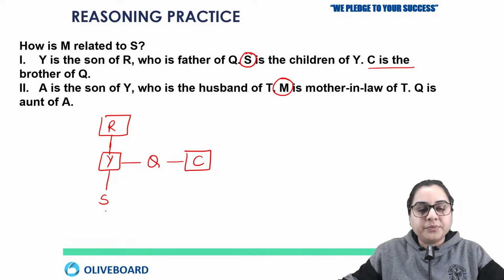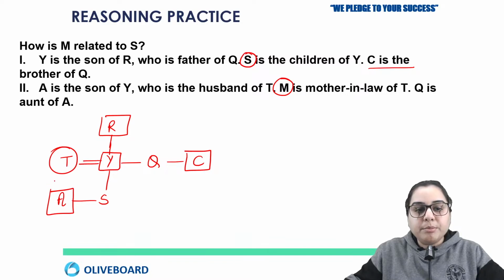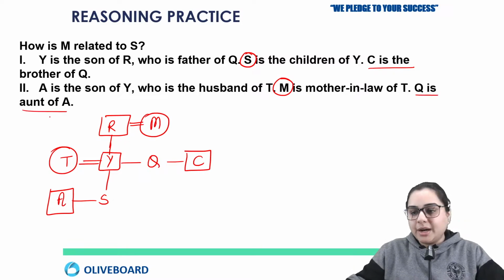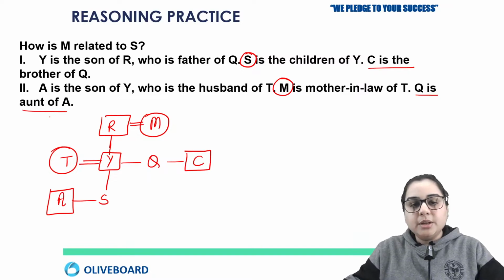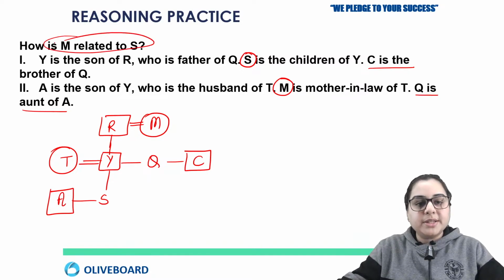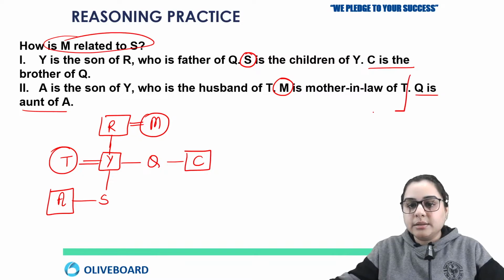Okay. So in the second we have A is the son of Y. So A is the son of Y. Y who is husband of T. So T will be the wife. Okay. M is mother-in-law of T. So here I am going to make M who is mother-in-law, and Q is aunt of A. So we hardly need this information now, because how M is related to S we got to know till here.